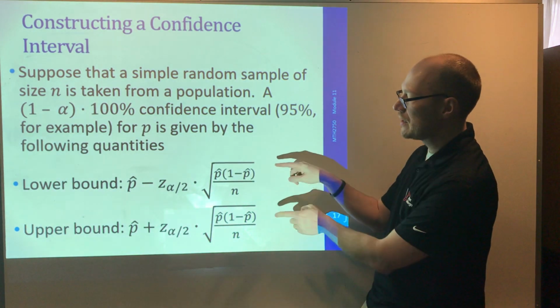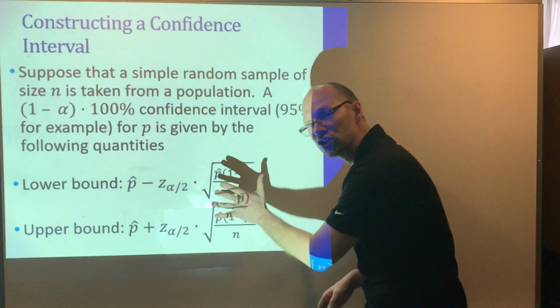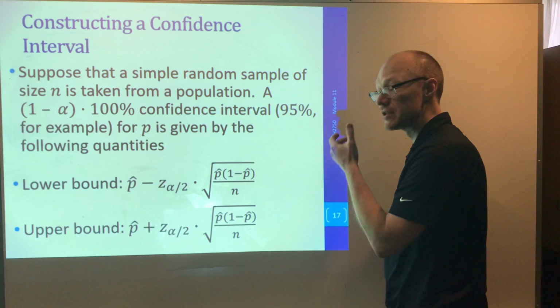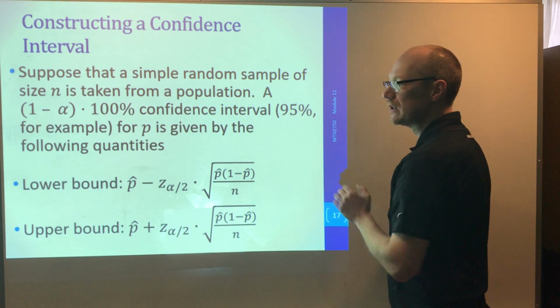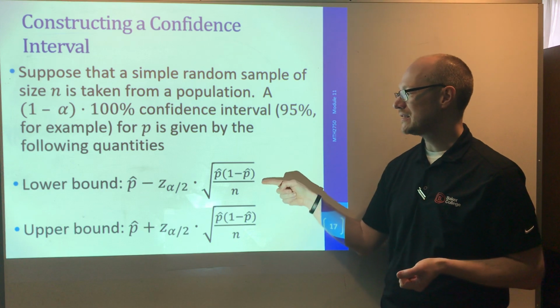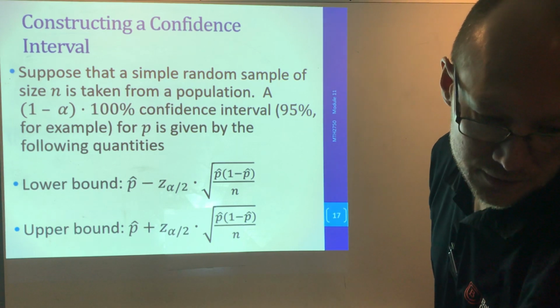Okay, so that's why these upper and lower bounds work. Again, we're not constructing this. We're going to have the computer do this for us, the StatCrunch. But this is really what the computer is doing. And it's not all that tough. It's just painstaking with all these different variables and constants and things.